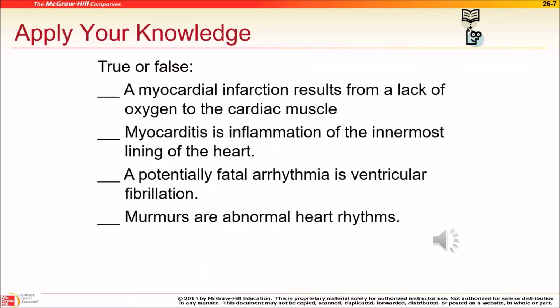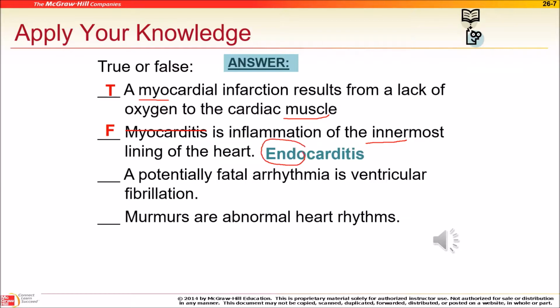True or false? Myocardial infarction results from a lack of oxygen to the cardiac muscle. True. So what is myo? Muscle. Yeah, so your heart muscle begins to die. Myocarditis is inflammation of the innermost layer of the heart. What is the innermost layer called? Endocarditis. Very good. Endo for the inner layer.